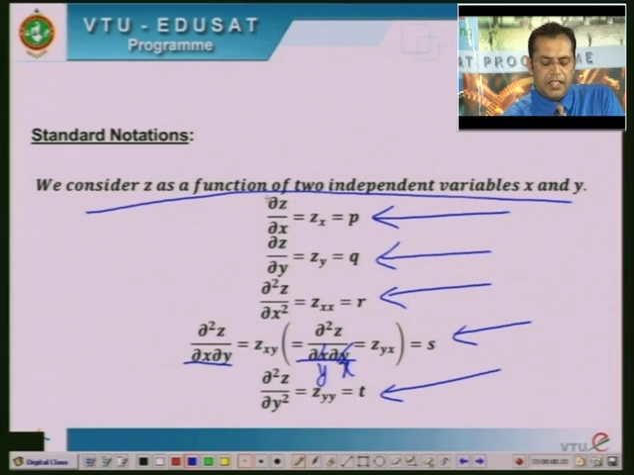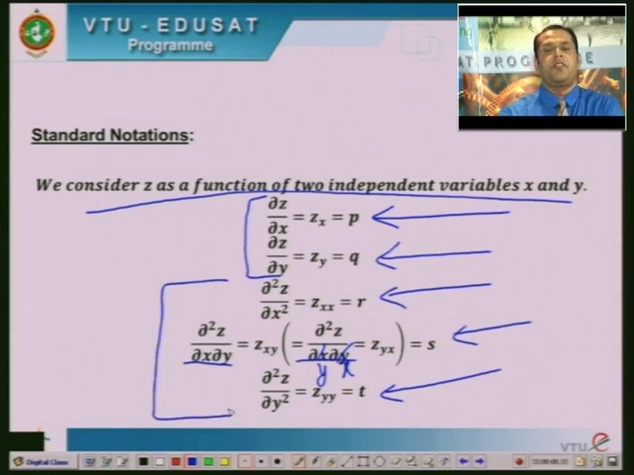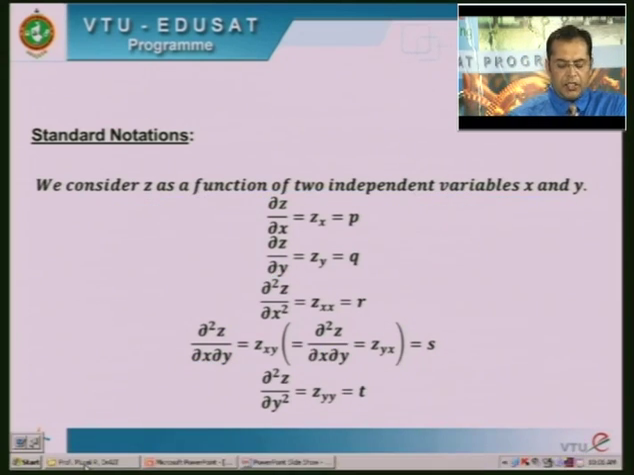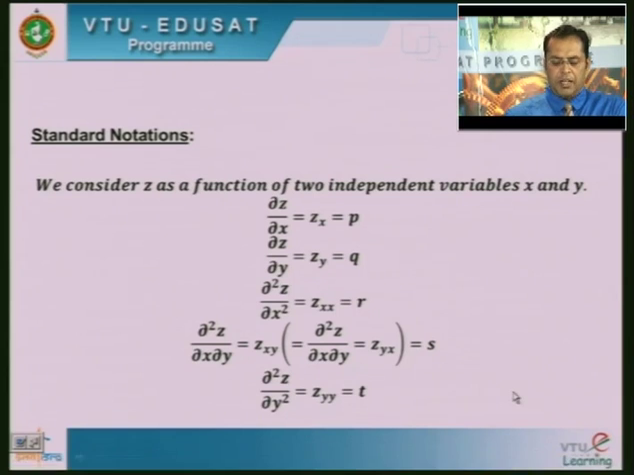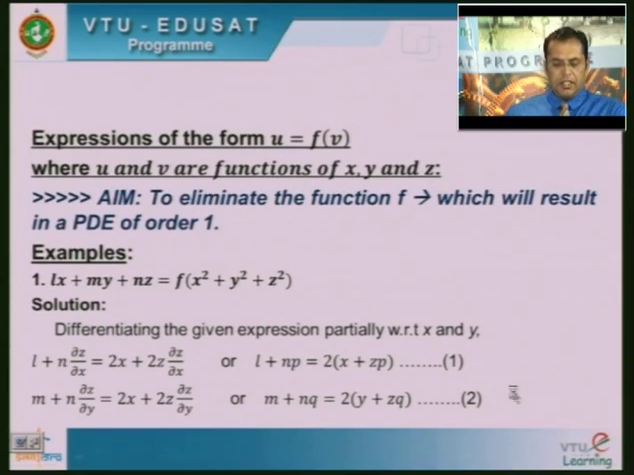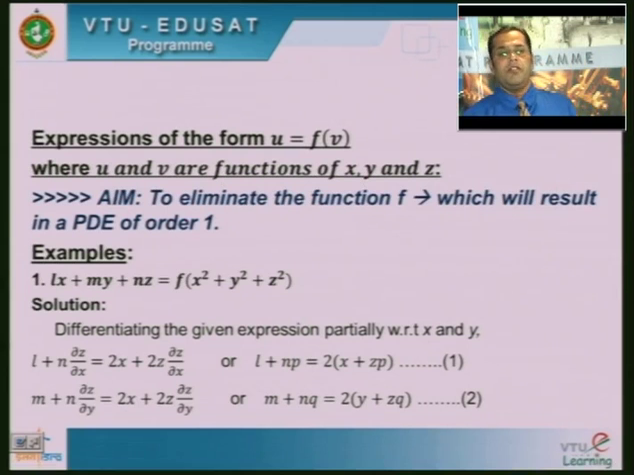Now, we have seen that a PDE containing p and q is a PDE of order 1, whereas a PDE containing one or more of the partial derivatives r, s or t is a PDE of order 2. Now, in the previous sessions we have seen examples related to the elimination of arbitrary functions. Now, in today's session we will be more specific.